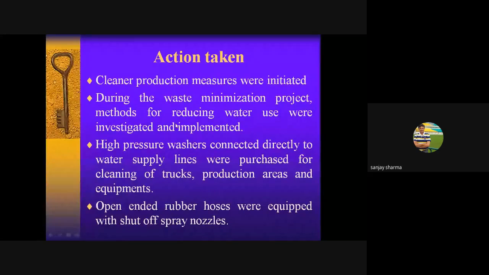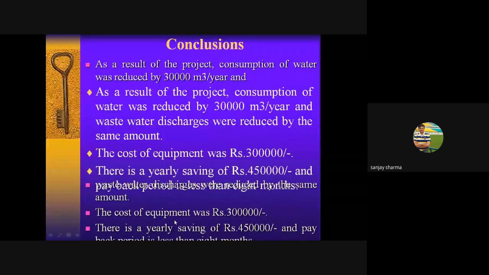Methods for reducing water use were investigated and implemented. High pressure washers connected directly to the water supply lines were purchased for cleaning of trucks, production areas, and equipment. Open-ended rubber hose pipes were equipped with shut-off spray nozzles. Okay? As a result of this simple thing, guys, the consumption of water was reduced by 30,000 cubic meters per year, and wastewater discharges were reduced by the same amount.